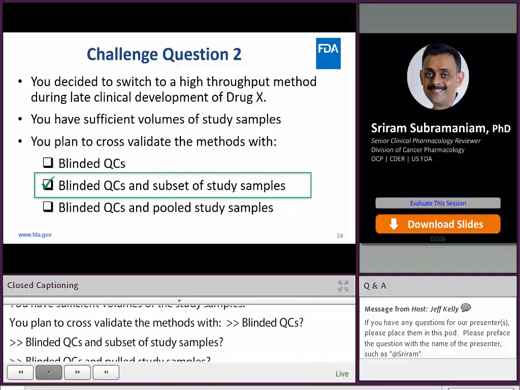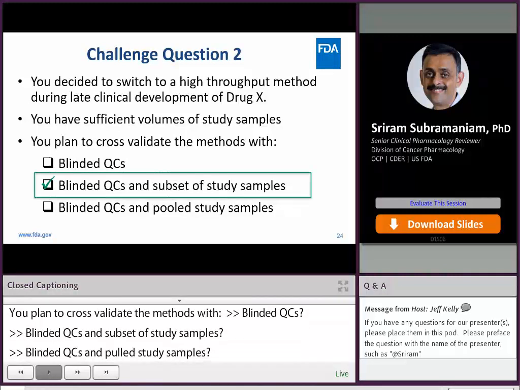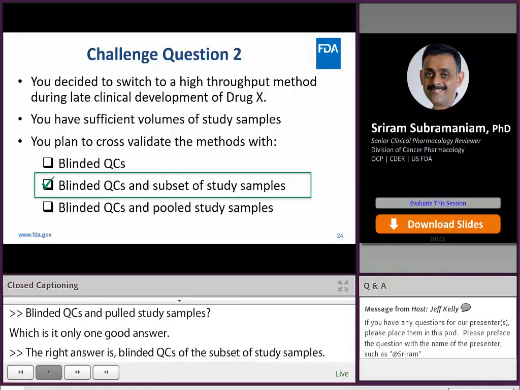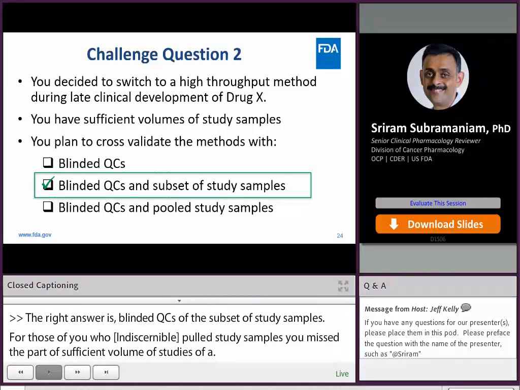The right answer is blinded QCs and a subset of study samples. For those of you who went with blinded QCs and pooled study samples, you missed the part that you have sufficient volumes of the study samples. So when you have sufficient volumes of the study samples, then it's better to do the analysis with the individual study samples rather than pooled study samples.